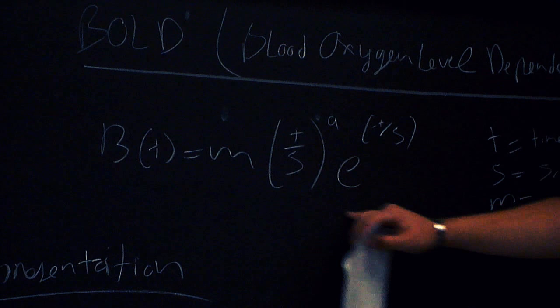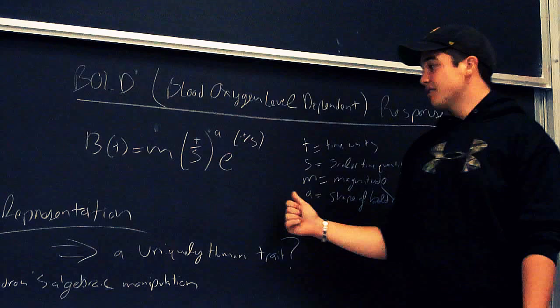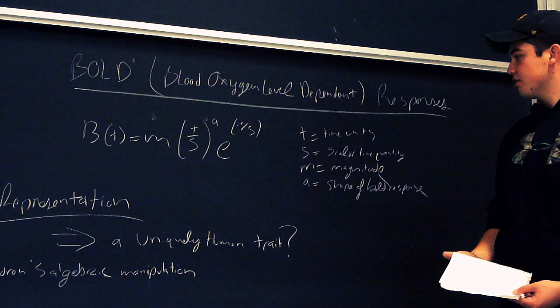And it's a pretty simple equation, nothing out of the ordinary. The T in the equation represents time units, S is just a scalar time quantity, M is the magnitude of the response, and A is the shape of the response. So it depends on the kind of situation you're testing, but it's a pretty basic breakdown.